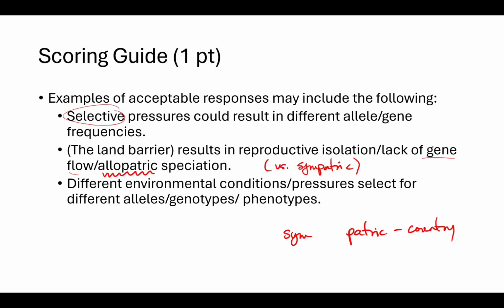So sym means they're together. Allo means they're separated. And then the other possible result is again talking about selection pressures. It's just saying that they would select for different alleles. Remember, again, when you see something in parentheses, the parentheses are optional. That's extra information or extra words that can be part of the answer. And when you see these slashes, those basically represent or. So it's different environmental conditions or pressures select for different alleles or genotypes or phenotypes.